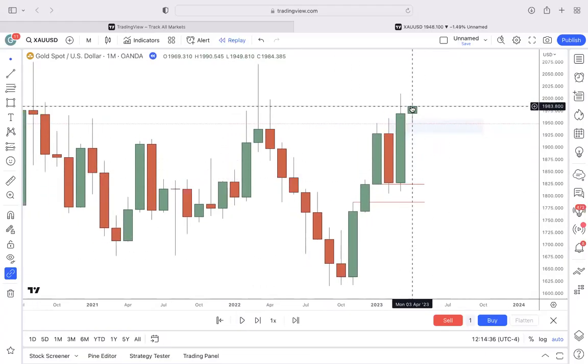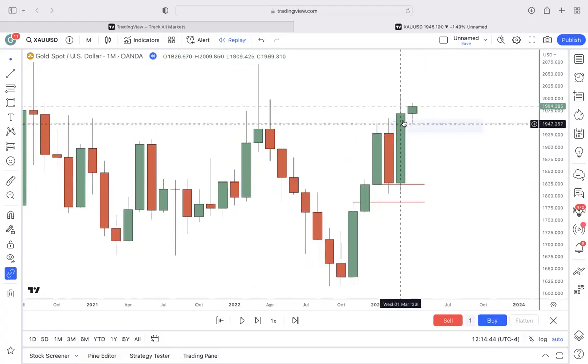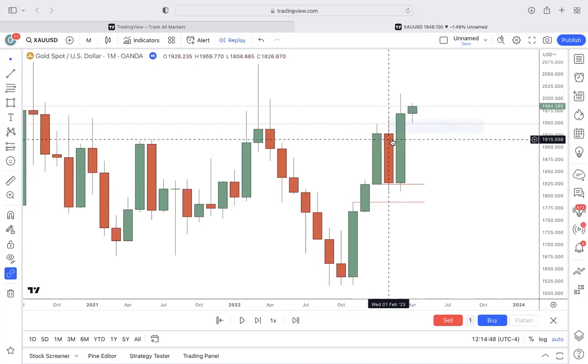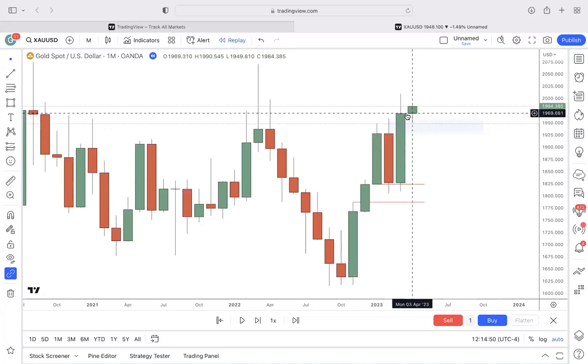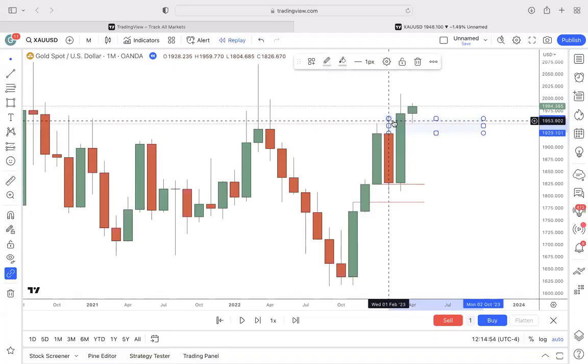When that happened, I remember I went in my private group. I said, gold's going higher, guys. Gold's going higher. We're only looking for buys. Why? Because we got the close above the bearish candle. So as soon as this next month opened, I will draw it out like this, the wick down to the body, because that's my sensitive area.